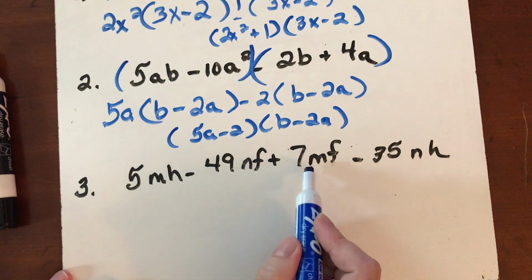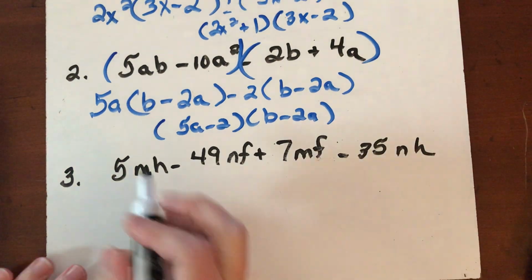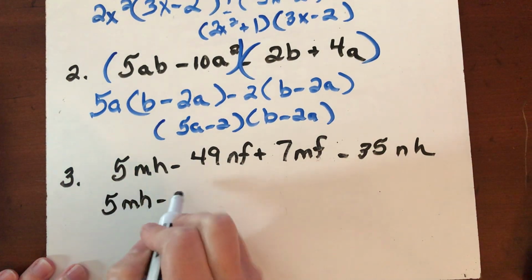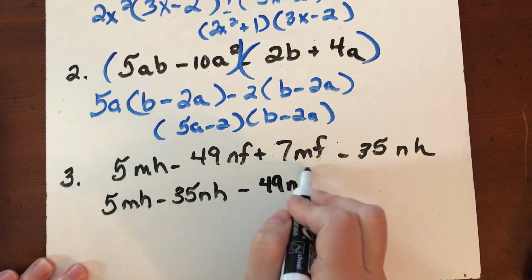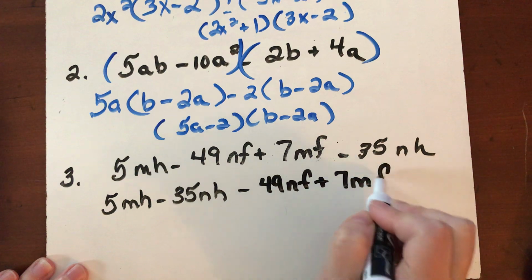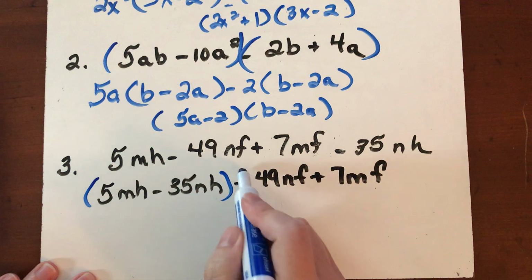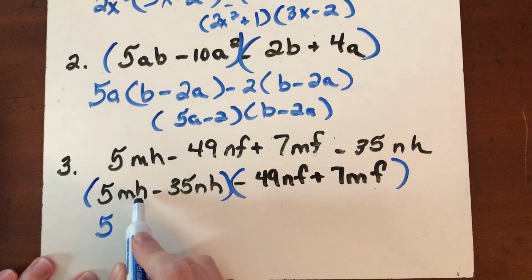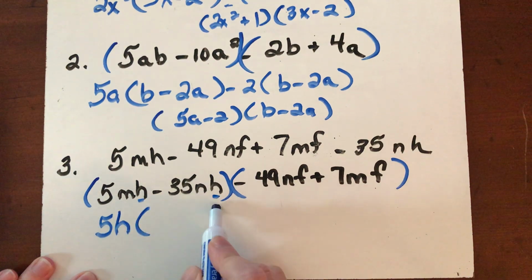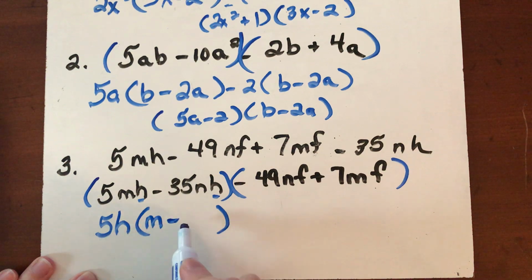I would have put the 49 and the 7 together and the 5mh and the 35nh together. So let's do 5mh minus 35nh and then minus 49nf plus 7mf. Okay, now I'm going to group the first two and the last two. GCF is 5mh and nh, where they both have an h in common, so pull the h out. So 5h times what is 5mh? M minus 5h times what is negative 35nh would be negative 7n.